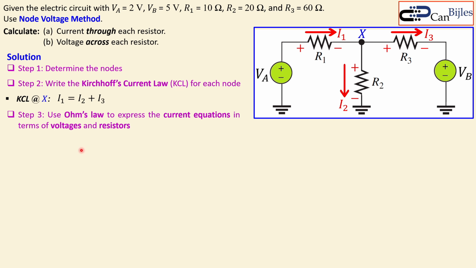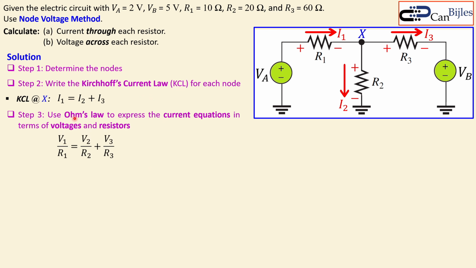Now, step 3 is what we have done in step 2, because we have only one node. Step 3 is use Ohm's law to express the current equation, or equations, in this case we have only one, in terms of the voltages and resistors. So using Ohm's law, we know that we have a voltage, current and resistor in its formula. So R is equal to V over I. So we can say I is equal to V over R.